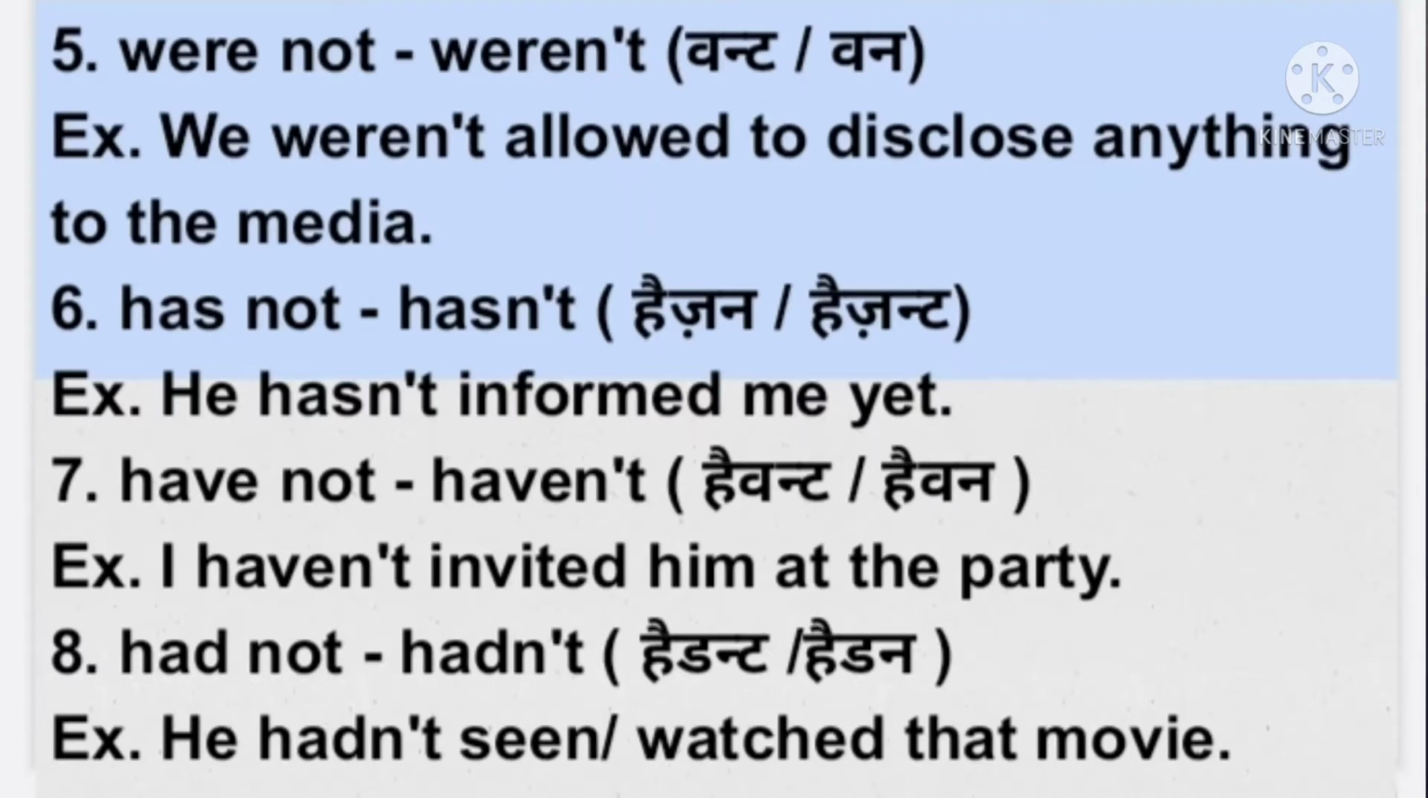Now next is "have not", and the contraction of "have not" is "haven't". The example is: I haven't invited him to the party. Now next is "had not", and the contraction of "had not" is "hadn't". The example: He hadn't seen or watched that movie. Either can be used.